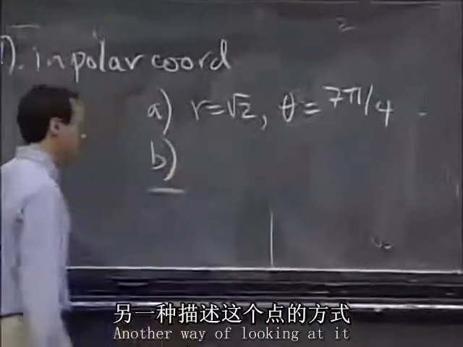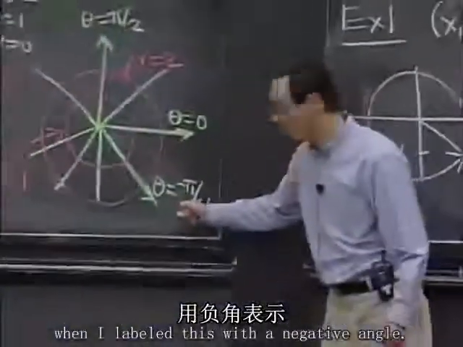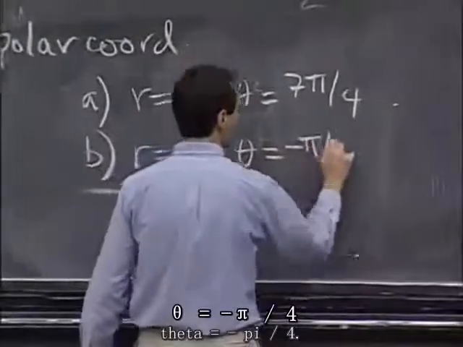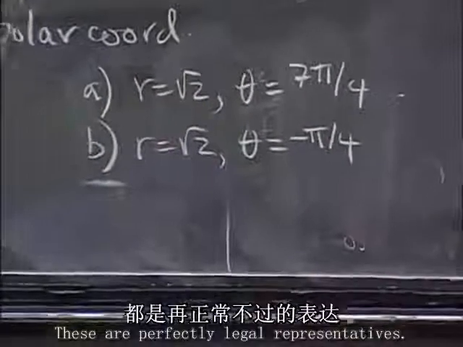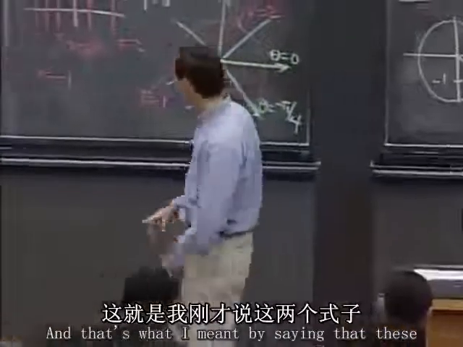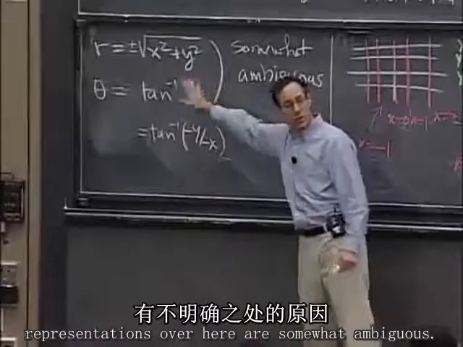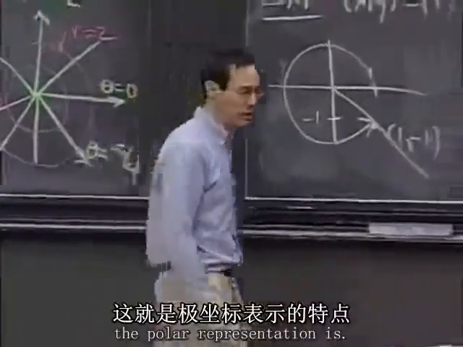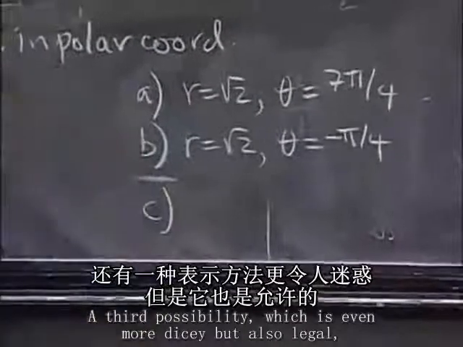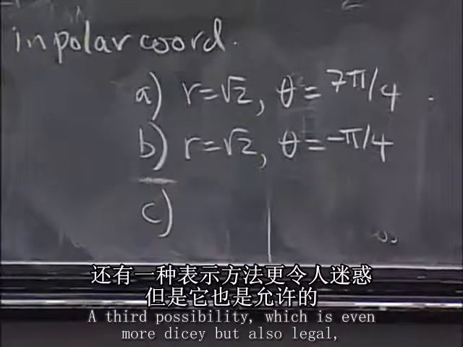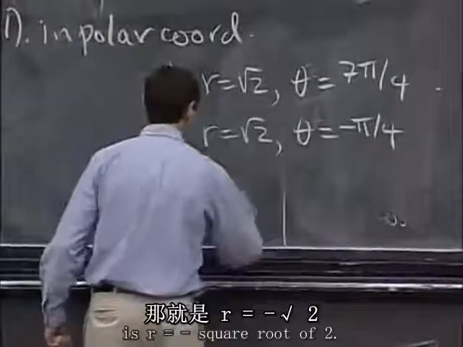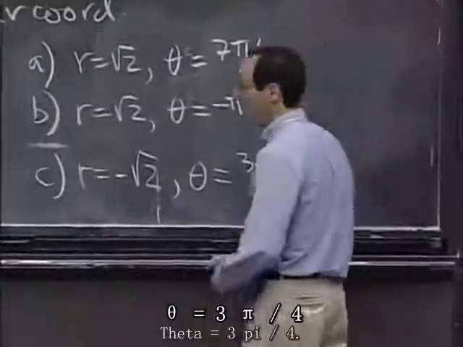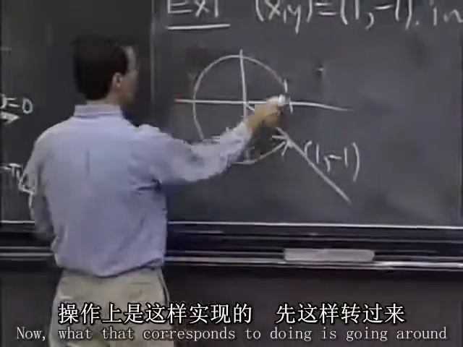Another way of looking at it is the way which was suggested when I labeled this with a negative angle, and that would be r equals square root of 2, theta equals -π/4. And these are both legal. These are perfectly legal representatives, and that's what I meant by saying that these representations over here are somewhat ambiguous. There's more than one answer to this question of what the polar representation is. A third possibility, which is even more dicey but also legal, is r equals minus square root of 2, theta equals 3π/4. Now what that corresponds to doing is going around to here.